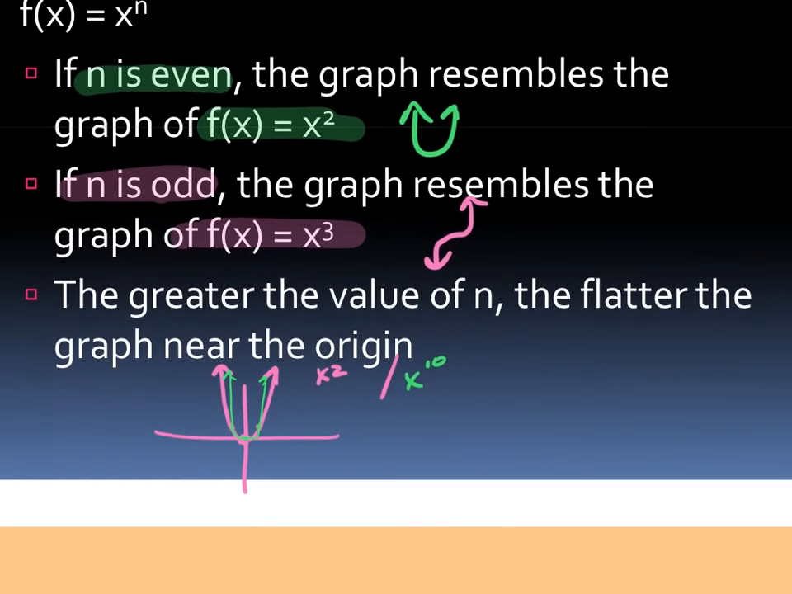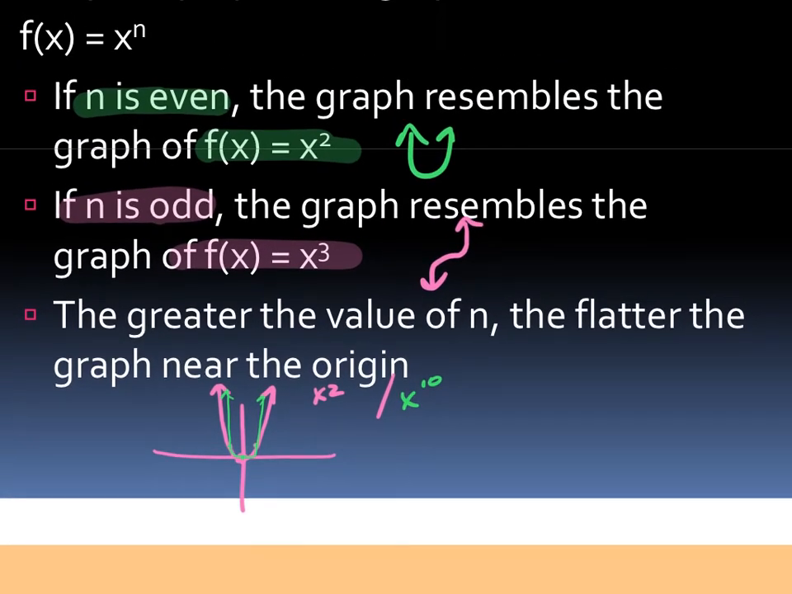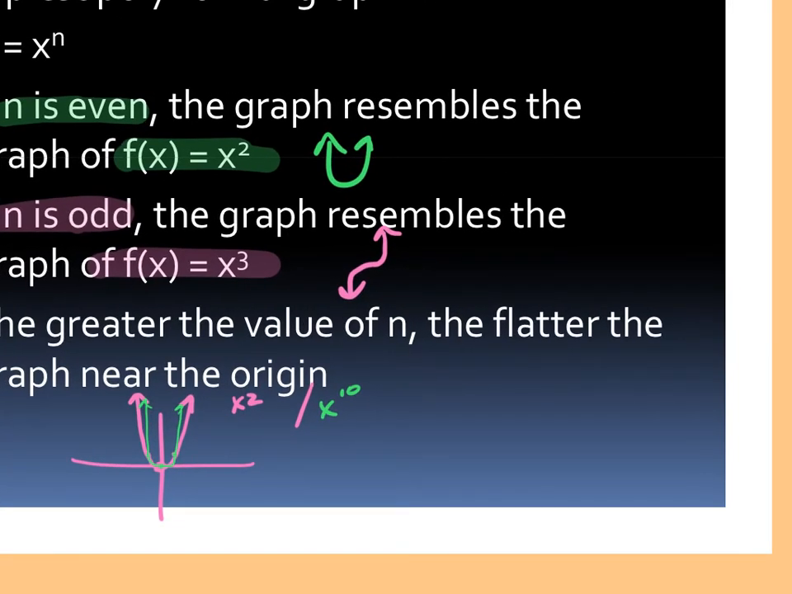If you were to graph those two on top of each other, the x to the 10th would be flatter in between the 0 and the 1. Because if I took something like a half and I square it, I get a fourth. If I take a half raised to the 10th power, that's, I don't even know, 2 times 2 times 2, 10 times, that fraction is going to get smaller, which means it's going to be closer to my x-axis, which means it's going to flatten out.